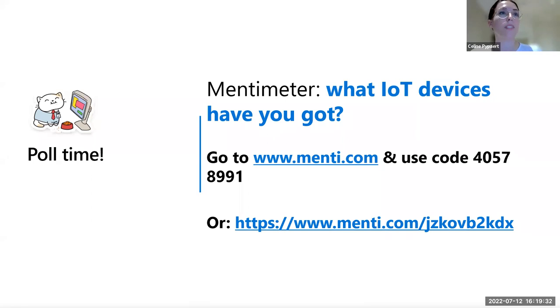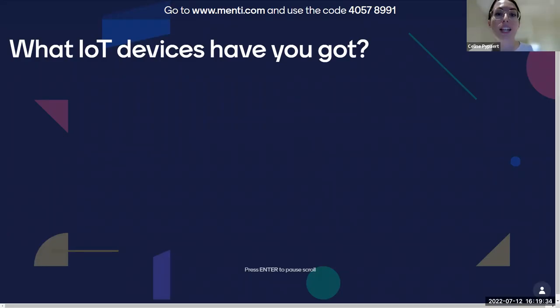Just a question then. If you've got a chance to go to menti.com and put in the code 4057-8991, you'll be able to answer this question, or you can answer in the Zoom chat if you prefer. Just to get an idea of if you have any IoT devices, what have you got in place?